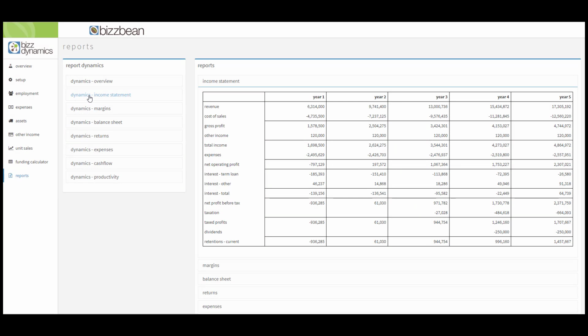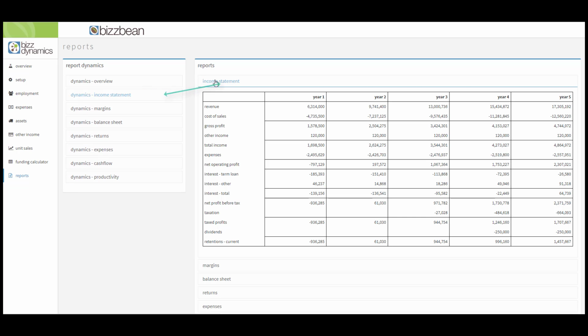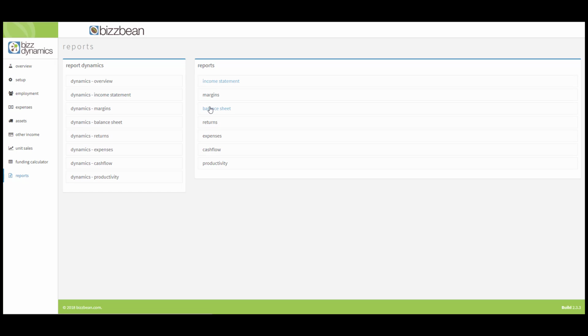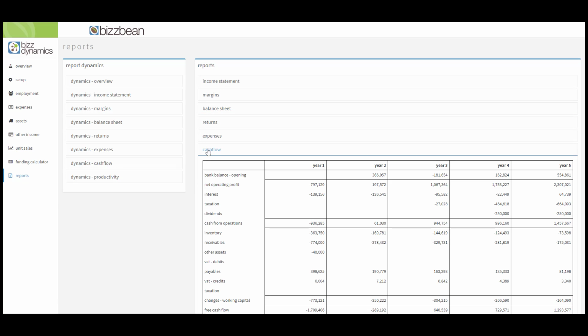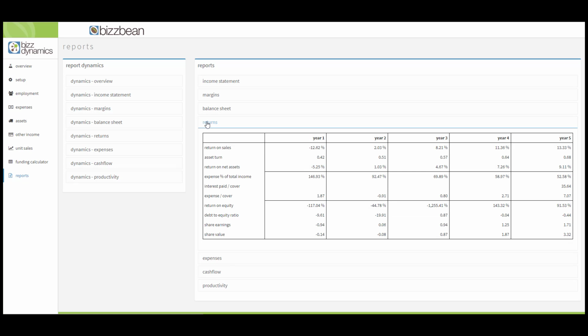The Reports page brings everything together. The various Dynamics tabs explain the details of their corresponding reports. The reports include an income statement, a balance sheet, and a cash flow statement. Each report is supported by important key ratios.